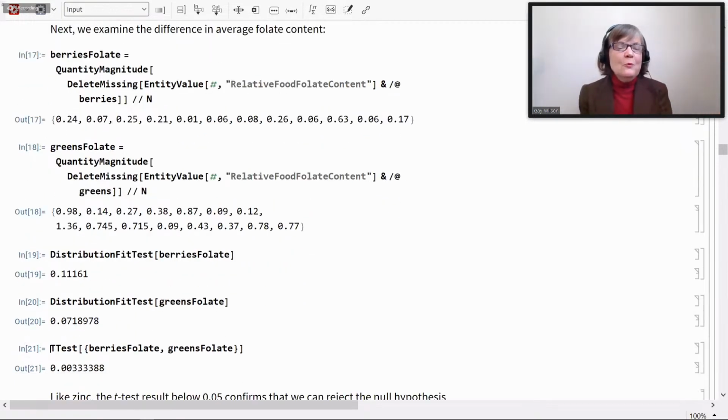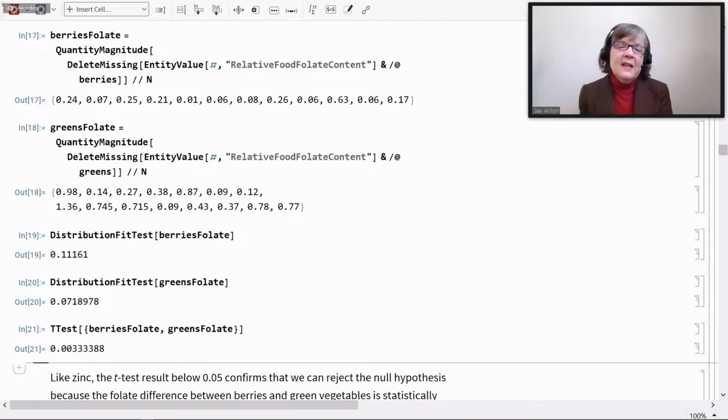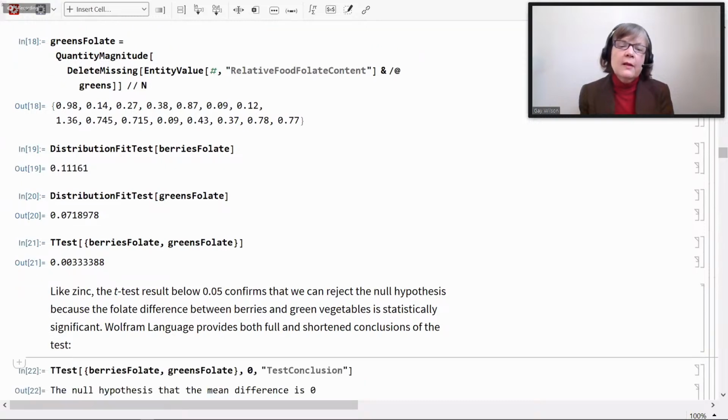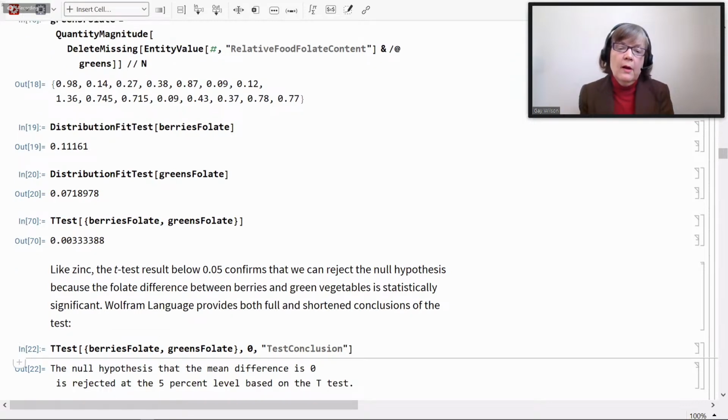Okay, so quickly, I like doing the distribution fit test. You don't have to. The Wolfram language will tell you if the t-test is appropriate. But I like to say, let's take a look. Again, they're both above 5%. So it's good, we can use the t-test just like we did before. And when I ran the t-test, you can see for the folate, it is below that 5%, quite a bit below that 0.05. That means we can reject the null hypothesis again.